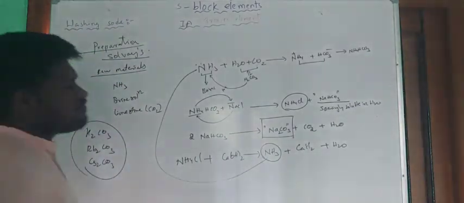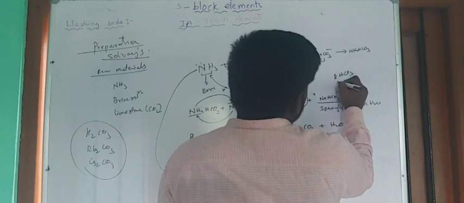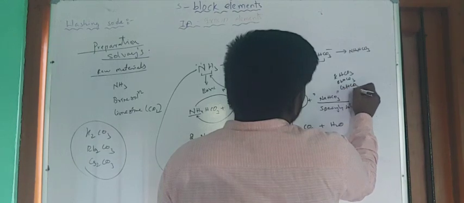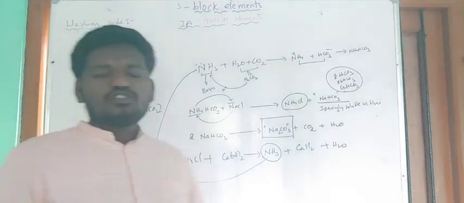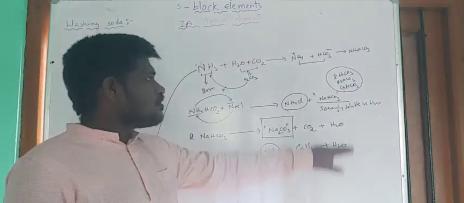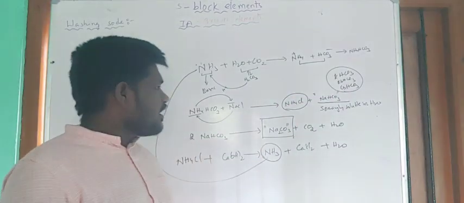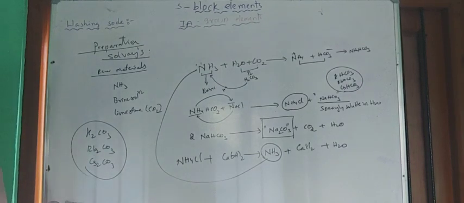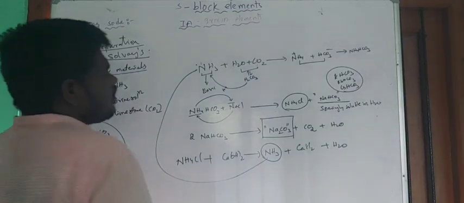But in the case of potassium carbonate, KHCO3, RbHCO3 and CsHCO3, these bicarbonates are highly soluble in water. Due to that reason, it is very difficult to filter them from the impurities. That's why we cannot prepare potassium carbonate and other carbonates of the first A group through the Solvay process. So I will give you the solubility order of the bicarbonates.